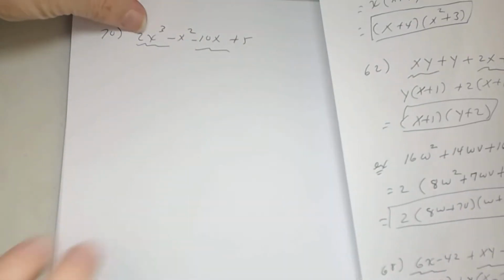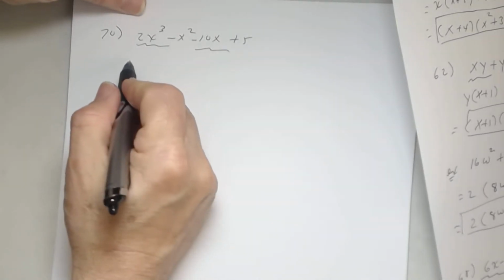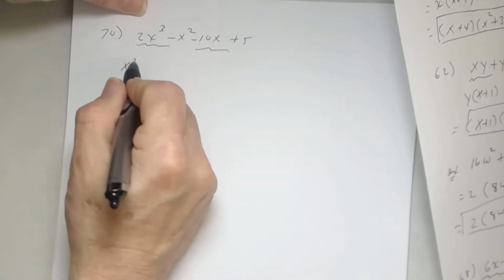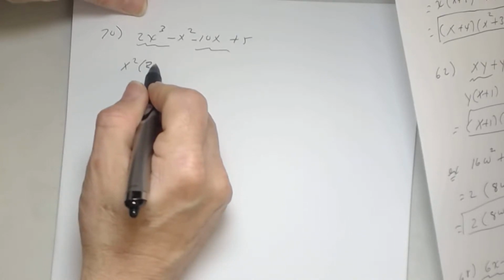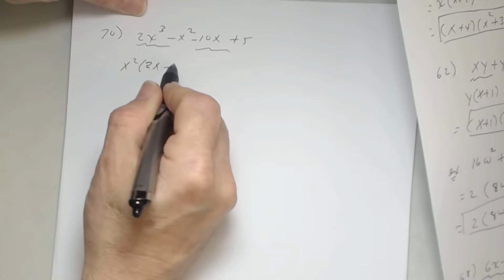So first group, what's the GCF? X squared times what? What is it? Not 2 minus x, 2 what? 2x minus 1. Where'd you get 2 minus x from? Look at it again. You see what you forgot?